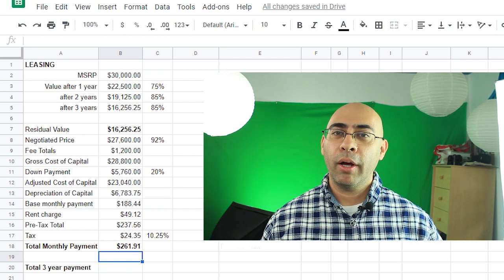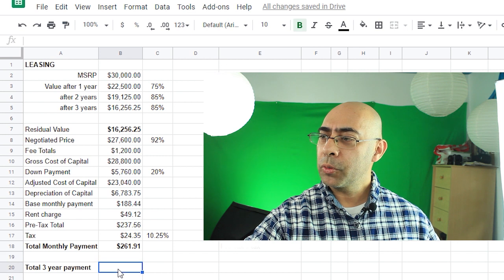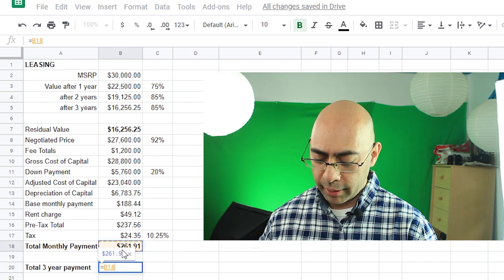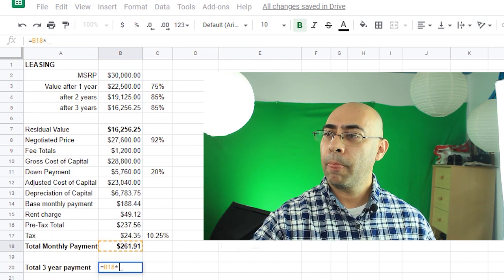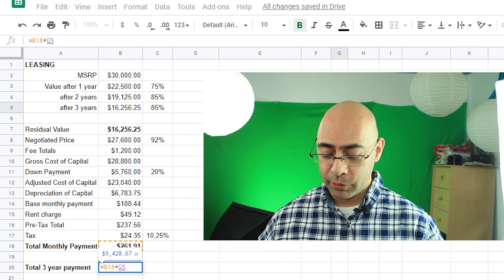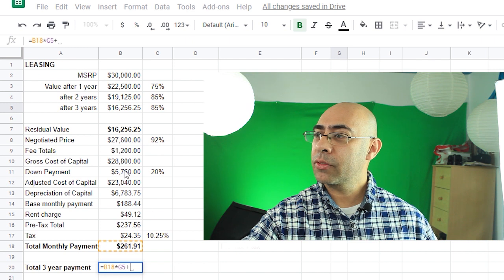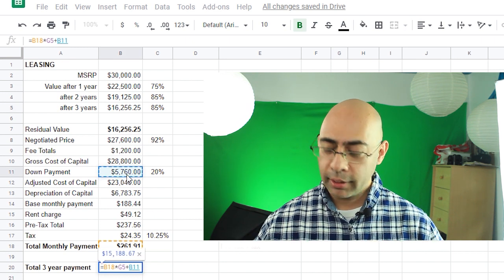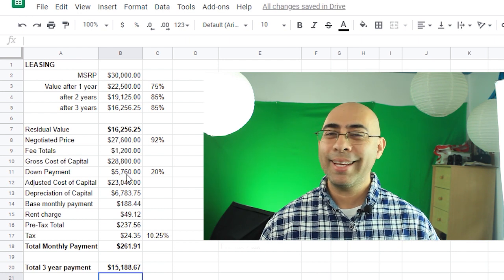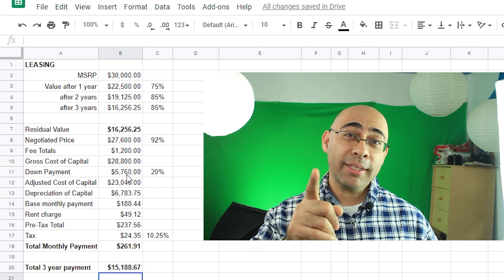So now let's go figure out how much you're spending in total for that 3-year time. So for those payments, it's going to be equal to $261.91. Multiply that by 36, which we have right here. Boom. But we also need to include our down payment because we gave money up front. Can't forget that. And our upfront payment is $5,760. Hit enter. So we are spending a total of $15,188.67 for that car.